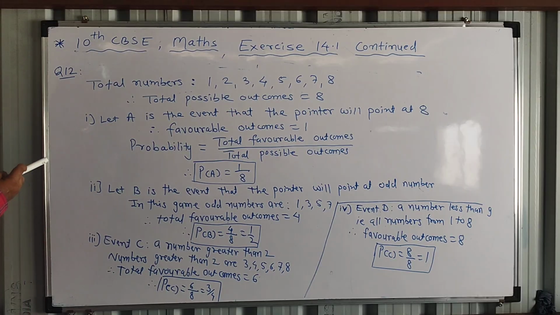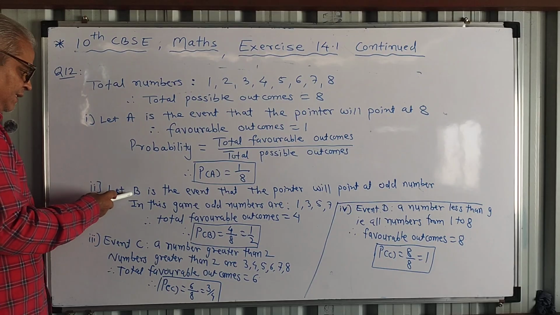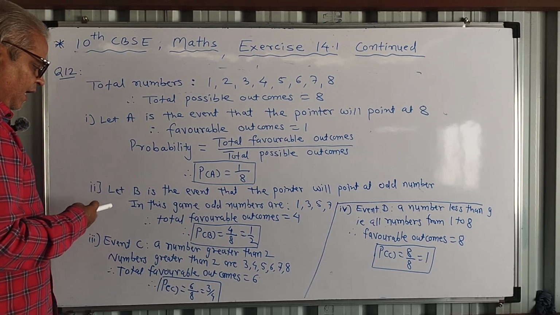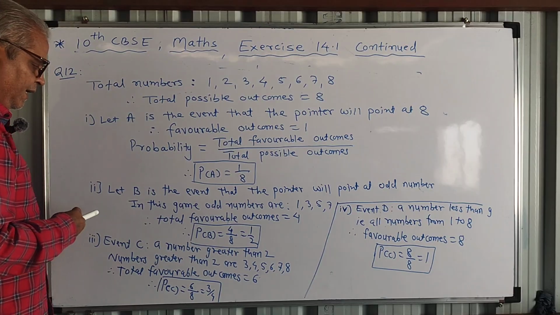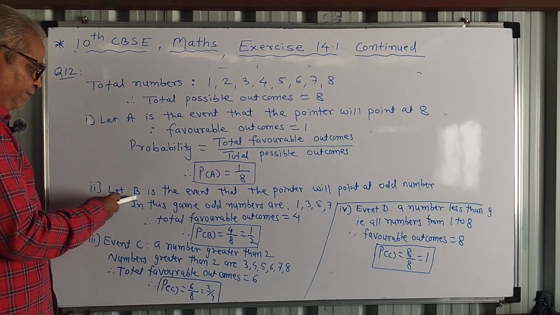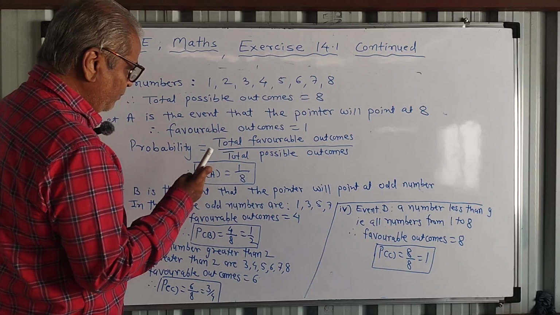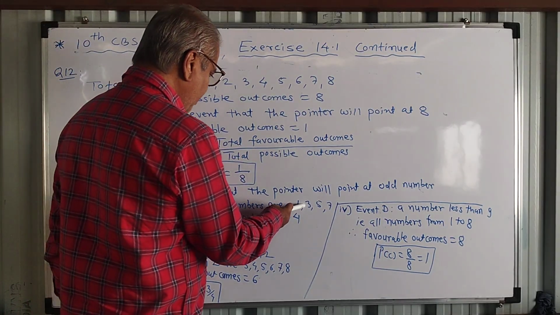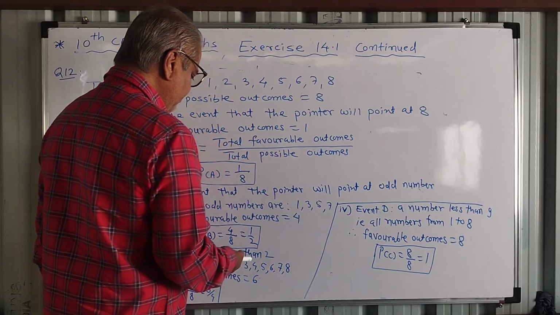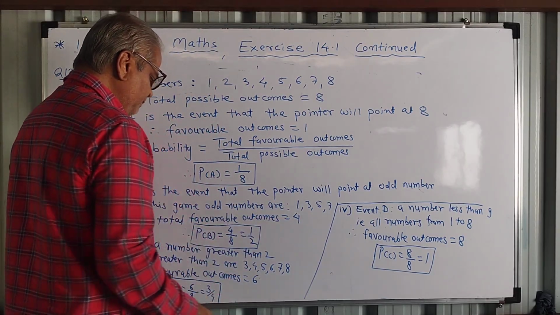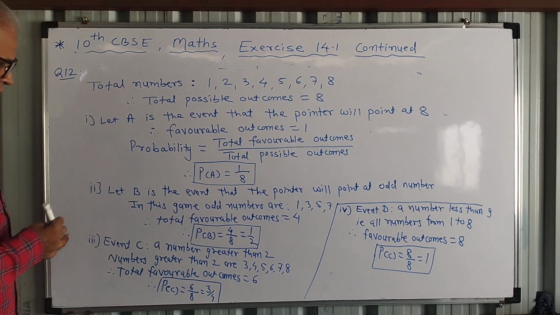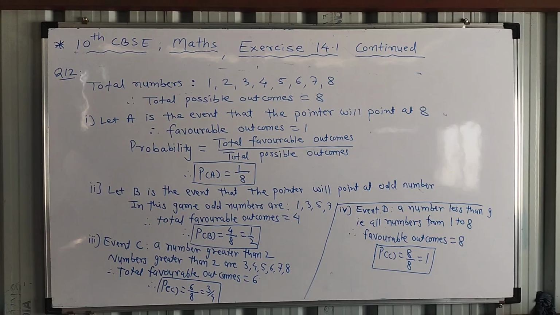Sub question 2, that the pointer will point at an odd number, so let B be the event. For the second sub question, write another capital letter for denoting the event. So let B be the event that the pointer will point at odd numbers. In this game the odd numbers are 1, 3, 5 and 7. So favorable outcomes are 4, and the probability is 4 upon 8, that is we can reduce it to 1 upon 2.